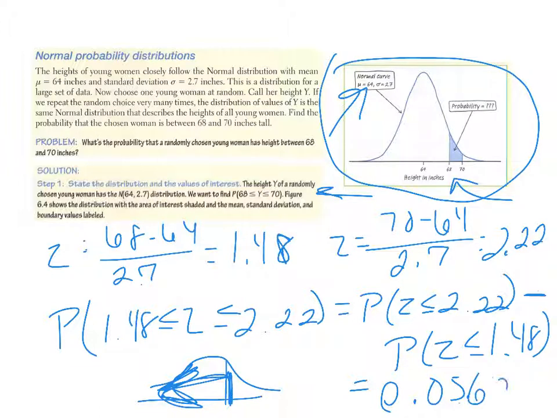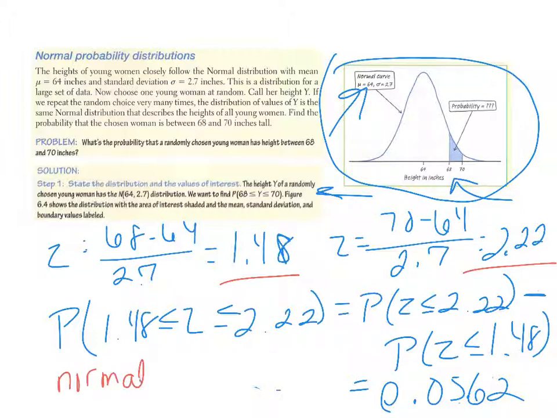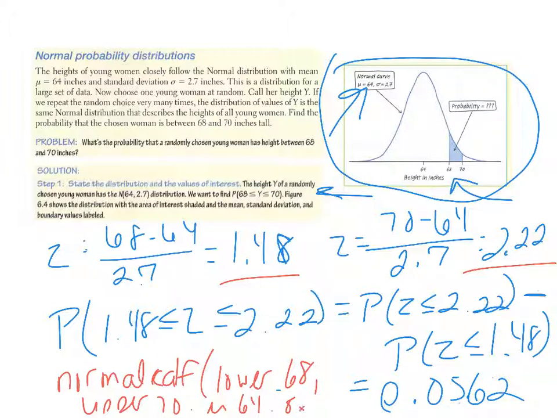You could also do this in your calculator. You would still want to show your work for your Z-scores here, so you'd still want to show that. And you could go in and use those if you wanted to. You would do your normal CDF, and then you could have two things going on here. You could use your Z-scores, or you can use what's given to you. So your lower would be 68, your upper would be 70, your mean would be 64, and your standard deviation would be 2.7. And that should give you the same thing. You could also put your 1.48 for your lower and your 2.22 for your upper, but that would make your mean 0 and your standard deviation 1. Remember, because you'd be using your standard curve.